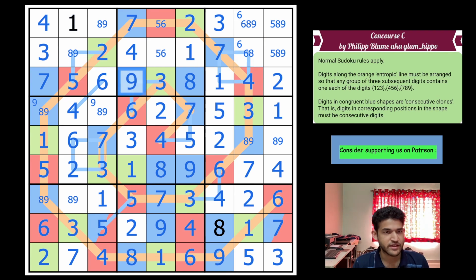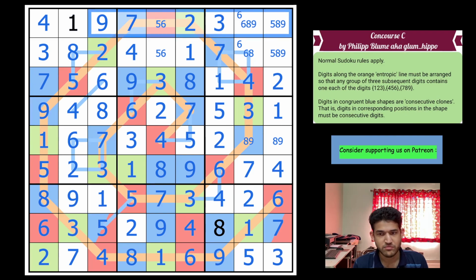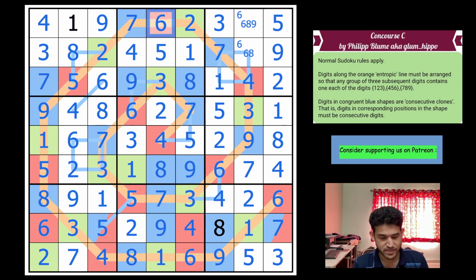This 9. This has to be consecutive here. So this has to be 8, which means this is 9. That's 8, that's 9, that's 8, that's 9. And 9 is forced in box 3 here, which means this is 9, this is 8. And column 9 can be completed 5, 5, 6, 6, and 8.